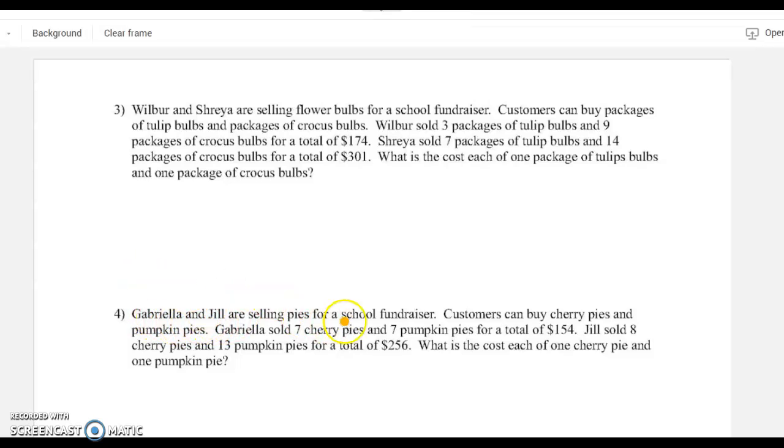So Gabriella and Jill are selling pies for a school fundraiser. Customers can buy cherry pies and pumpkin pies. Yummy. Gabriella sold 7 cherry pies and 7 pumpkin pies for a total of 154. So same thing. I'm going to do 7C for cherry plus 7P for pumpkin, and that equals 154. Right? So then we have the Jill equation. Jill had 8 cherry pies plus 13 pumpkin pies, and she sold a total of 256.